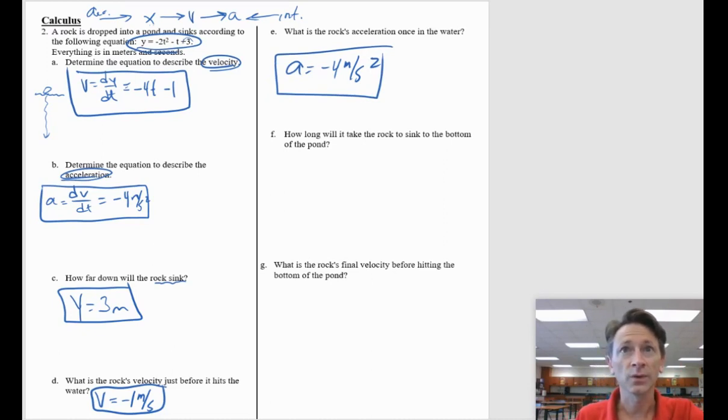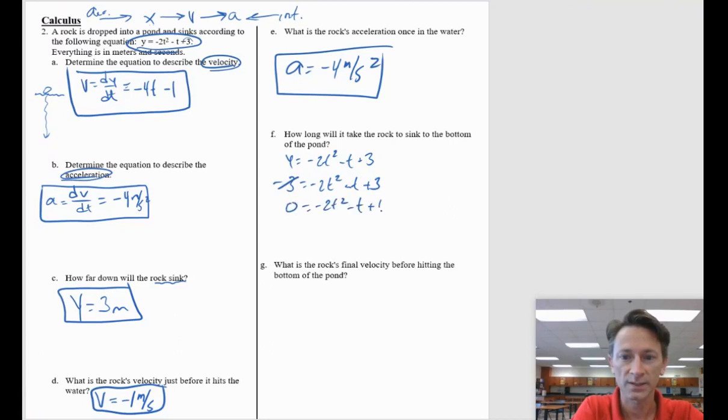Now, how long will the rock take to sink to the bottom of the pond? In that case, if I know that the rock is going to go down -3 meters, then I can look at this position equation, y equals -2t squared minus t plus 3. I can put in the -3, how far down the rock is going to go, equals -2t squared minus t plus 3. If I take that to the other side, 0 equals -2t squared minus t plus 6. Now I've got a quadratic that I'd have to solve.